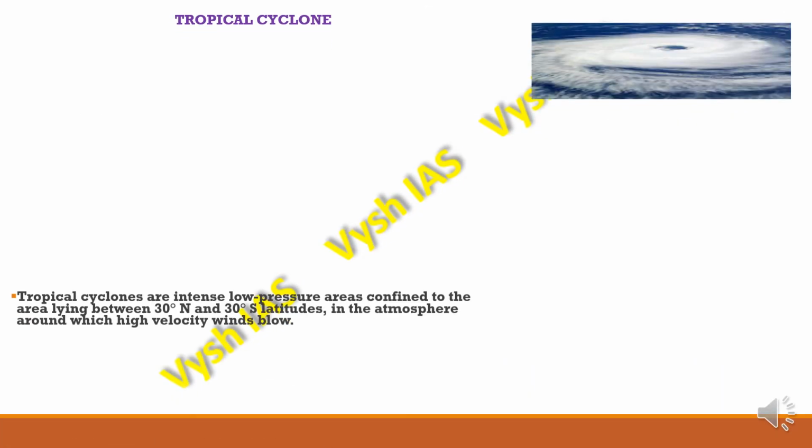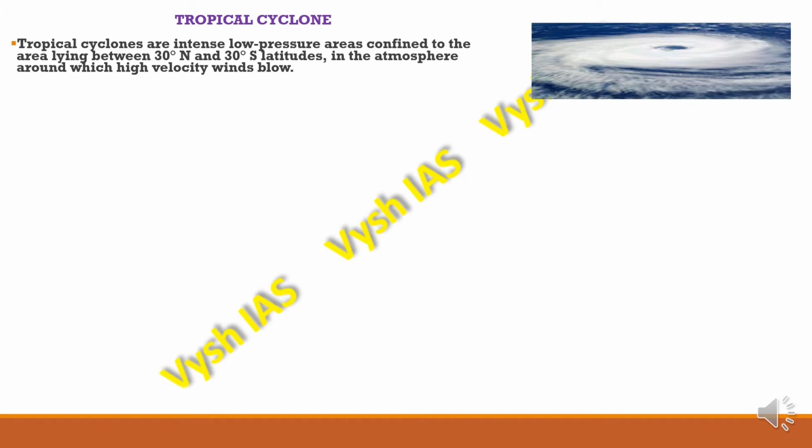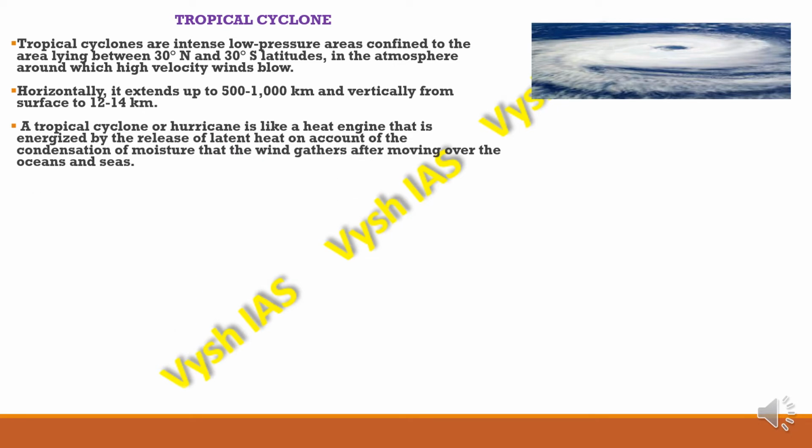So our next disaster is the tropical cyclone. These tropical cyclones are intense low pressure areas which are confined to areas lying between 30 degrees north and 30 degrees south latitudes in the atmosphere, and around them high velocity winds blow. Horizontally it will extend up to 500 to 1000 kilometers, and vertically from the surface it will go up to 12 to 14 kilometers.